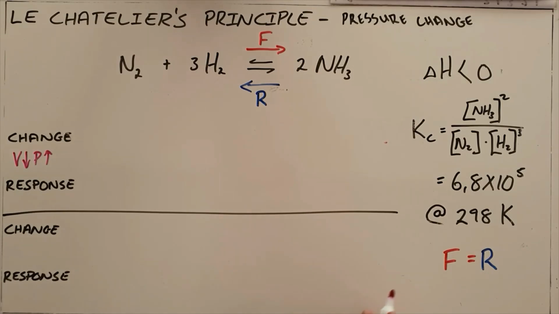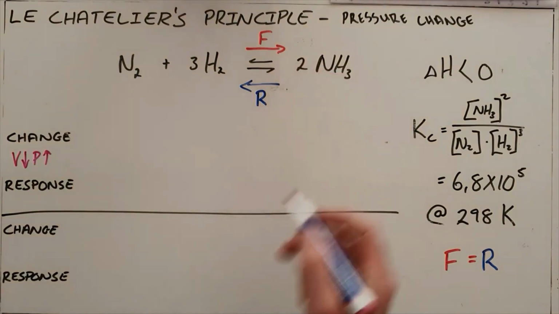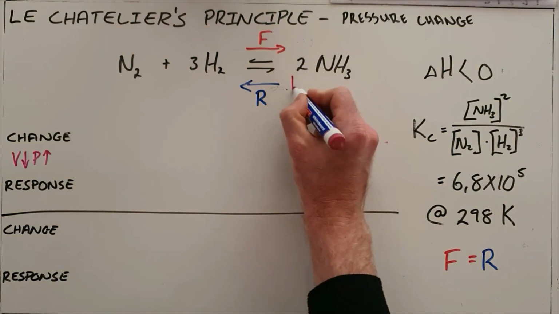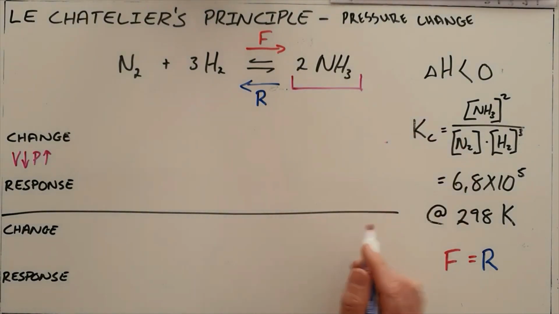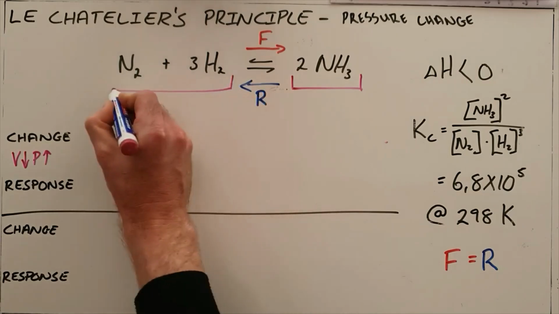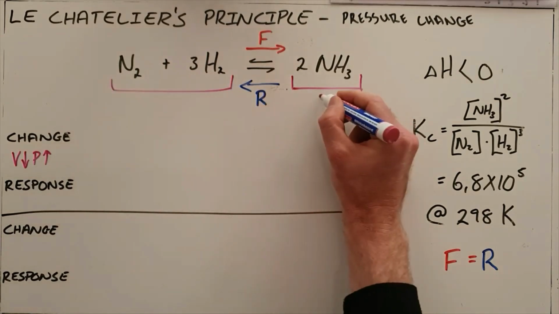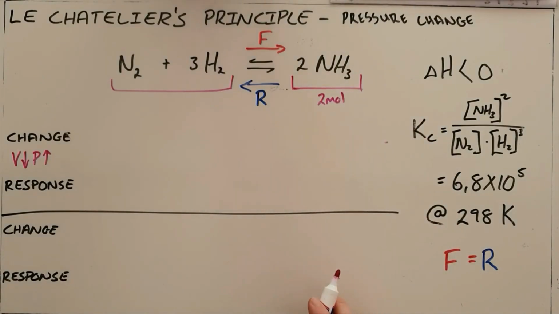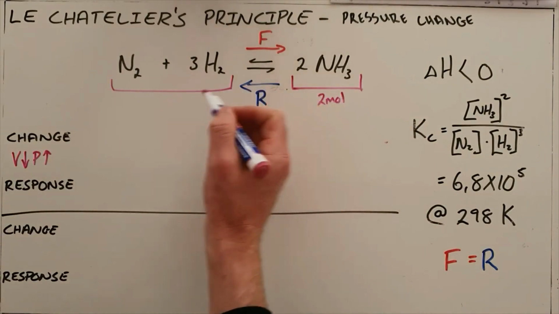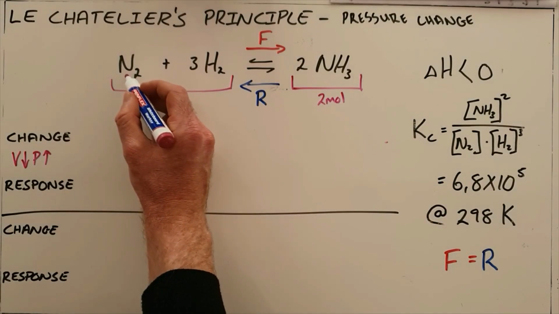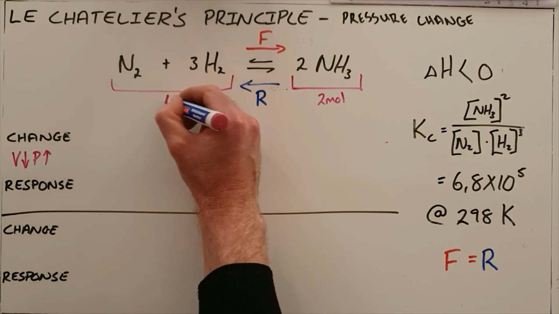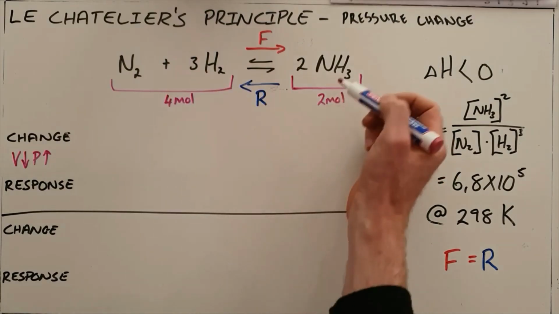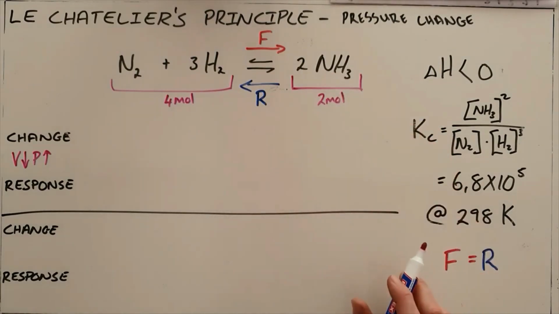And since there is less space, the reaction tries to favor the direction that produces less stuff. So we count the number of gas molecules on each side of this reaction, and we can see that the forward reaction only produces 2 moles of substance, 2 ammonia molecules or moles, whereas the reverse reaction produces 1 nitrogen mole and 3 hydrogen moles, so 4 moles of substance. So the forward reaction clearly produces less stuff, which would take up less space.